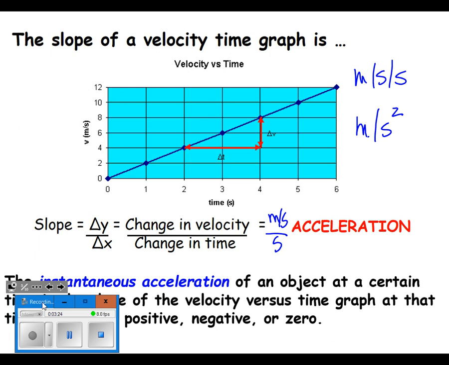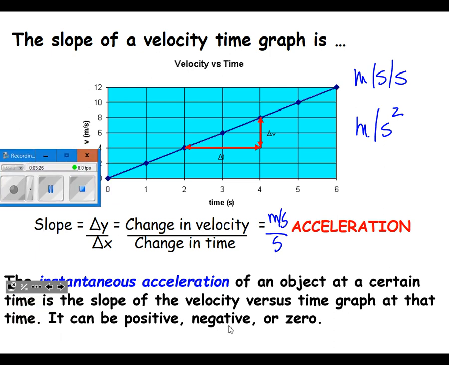Now, the instantaneous velocity of an object at a certain time is the slope of the velocity versus time graph at that time. It can be positive, it can be negative, or it can be zero. And if it was instantaneous acceleration, it's just going to be that single point, just like we had instantaneous speed on our other position versus time graph.